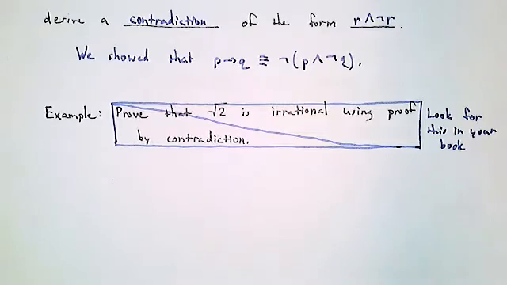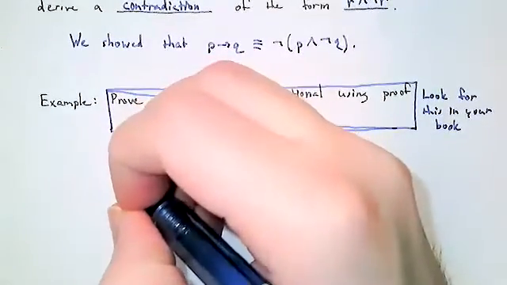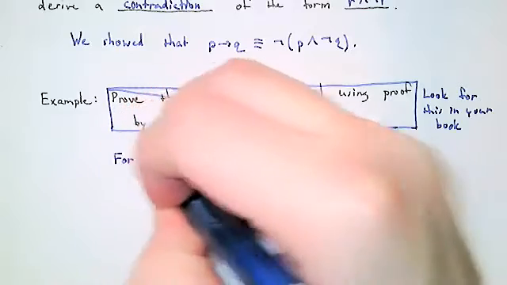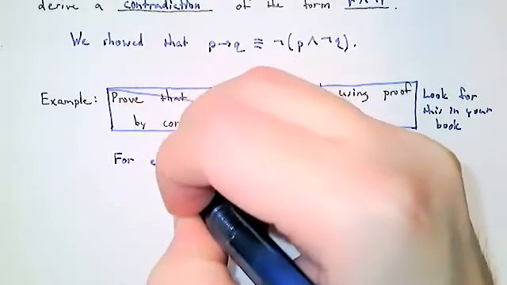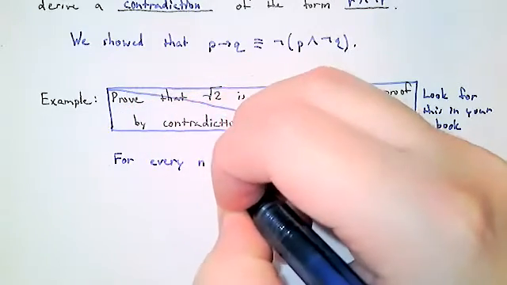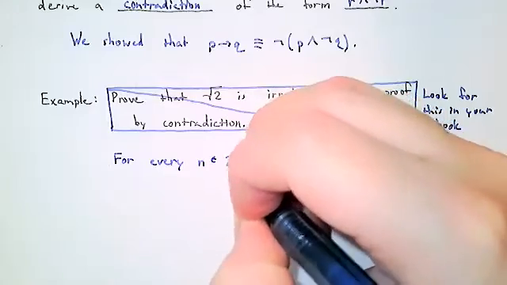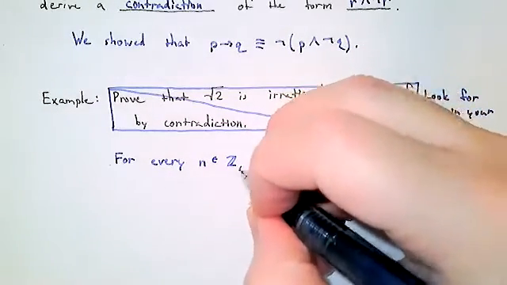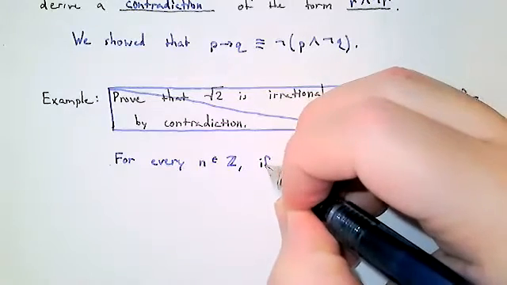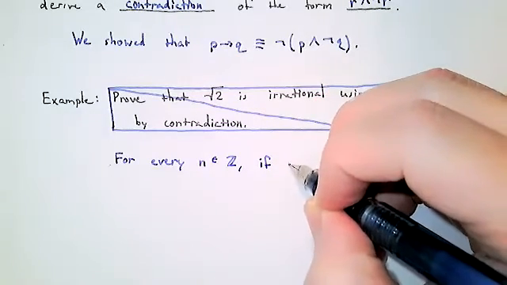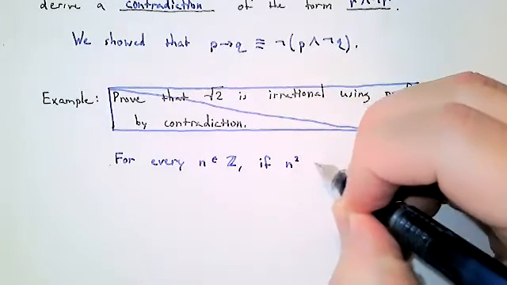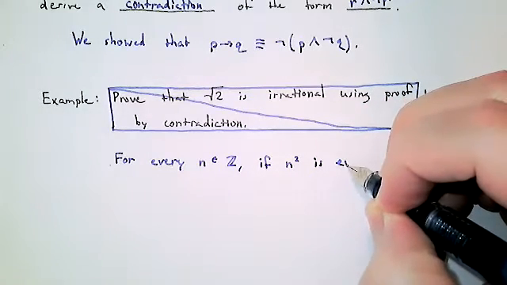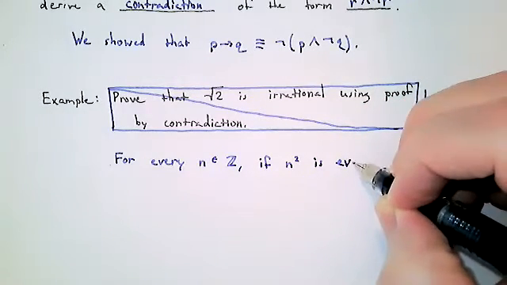We're actually going to show this one. For every integer n, if n squared is even, then n itself must be even.